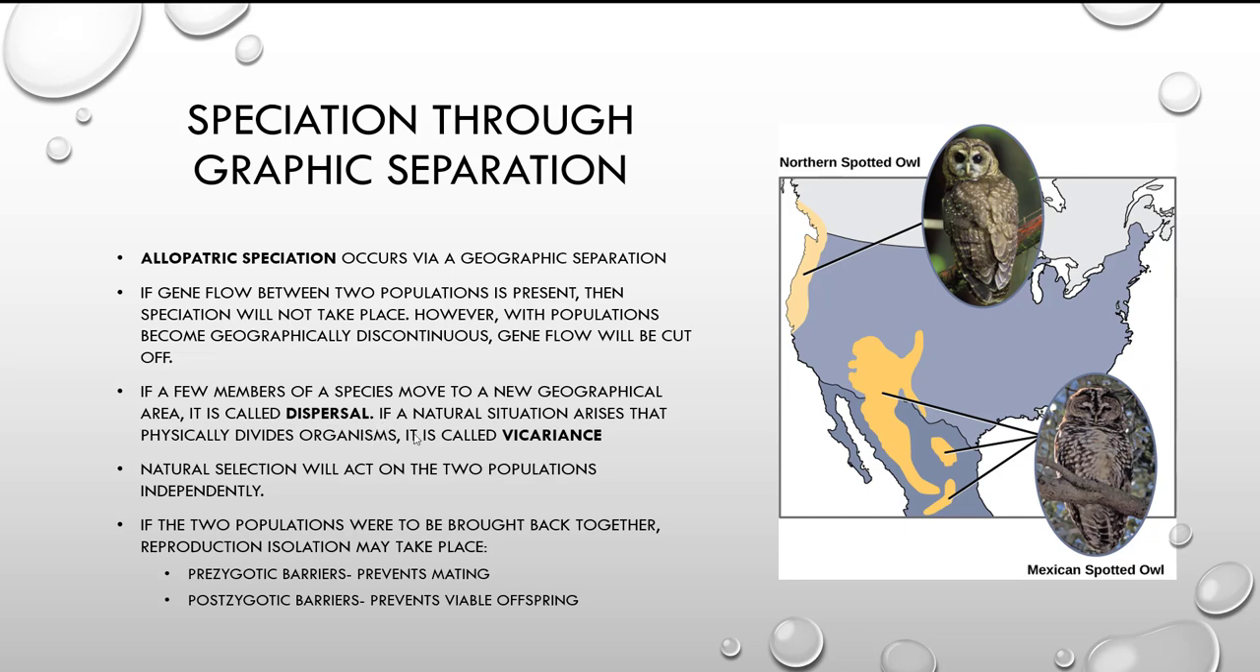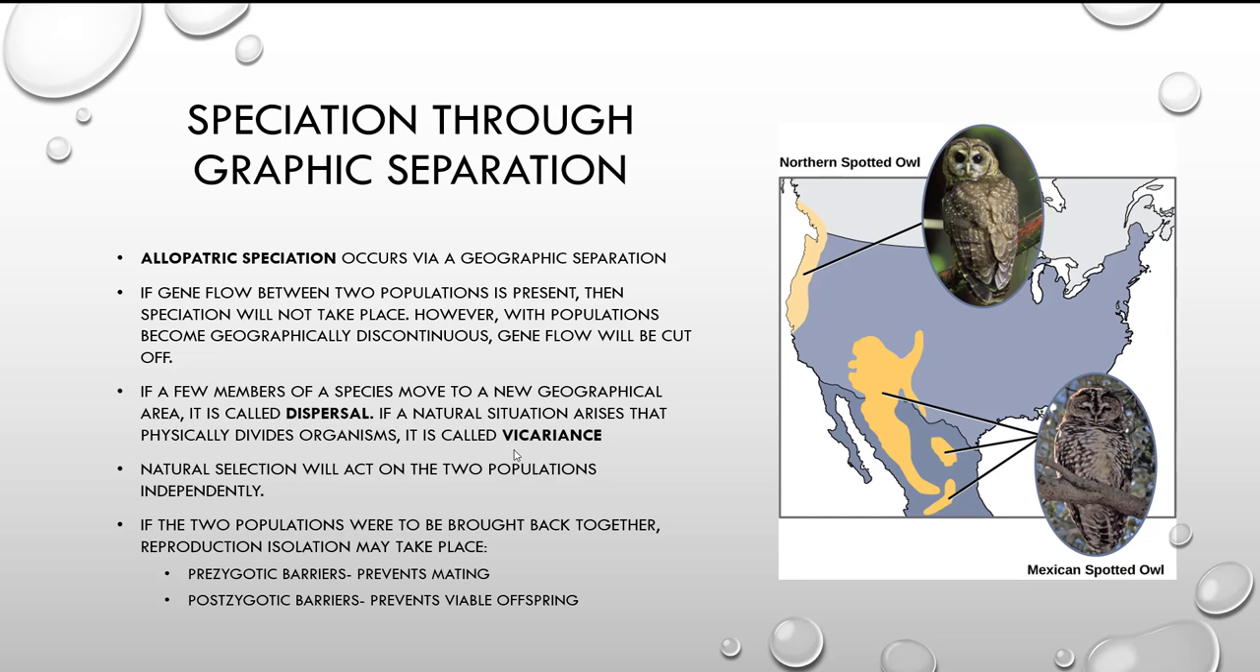If a new natural situation arises that physically divides the organism, that's called vicariance. So vicariance would be, for example, a lava flow. Let's imagine that a volcano erupts, and the lava flows and separates two populations of ground squirrels. Now there's one population on one side of the lava flow and the other population on the other side, and they can't cross the lava flow because they'll get eaten by the predators flying above, and they would get picked off.